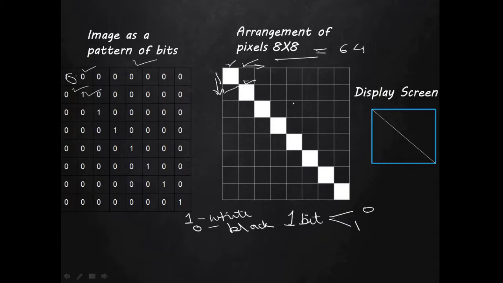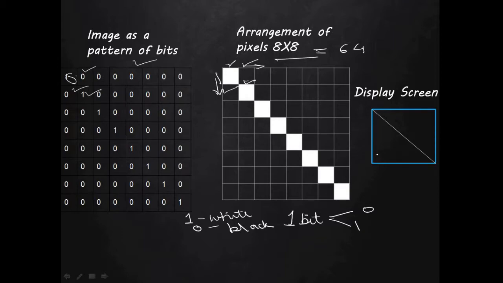Okay, so in this way we have displayed this straight line, and as you can see on the display screen, the pixels are very small and very near to each other, so it will appear as a straight line on the display screen.